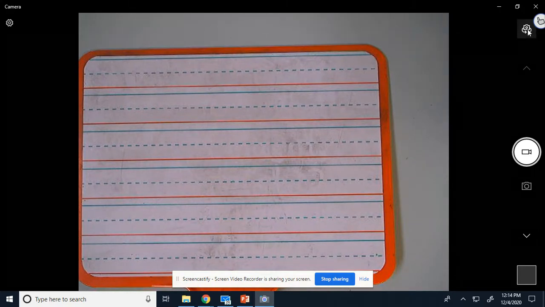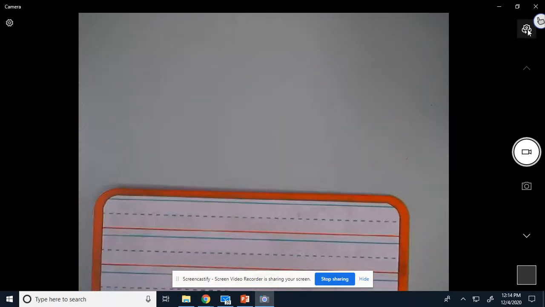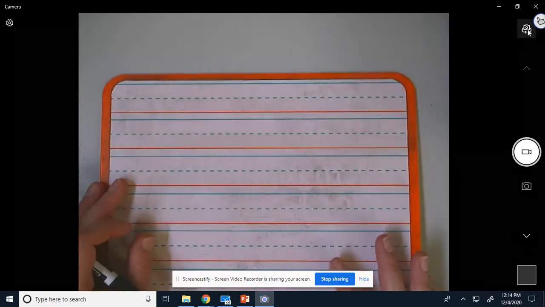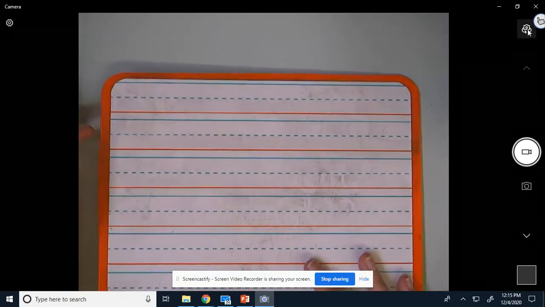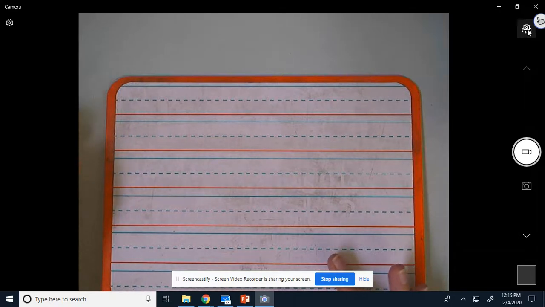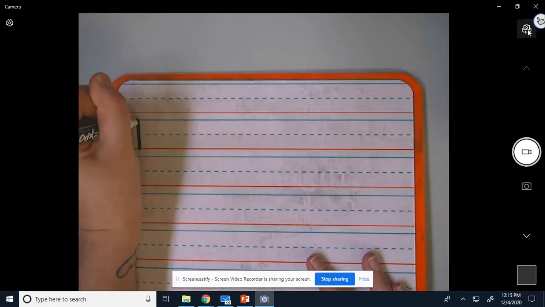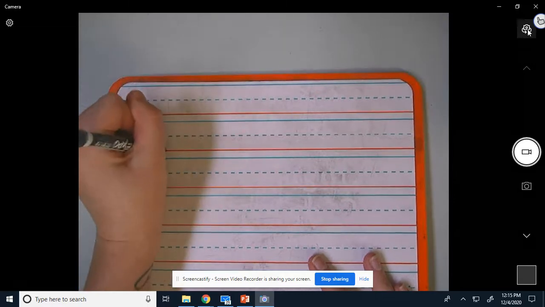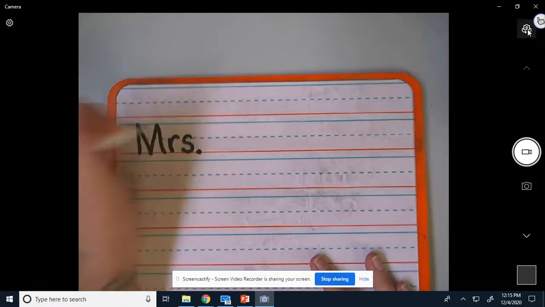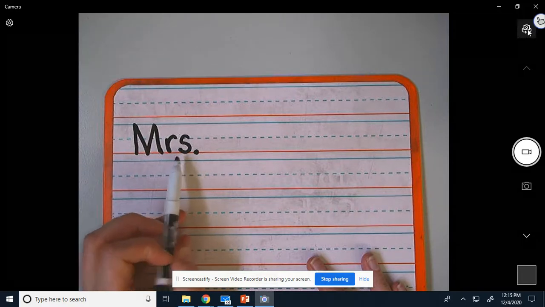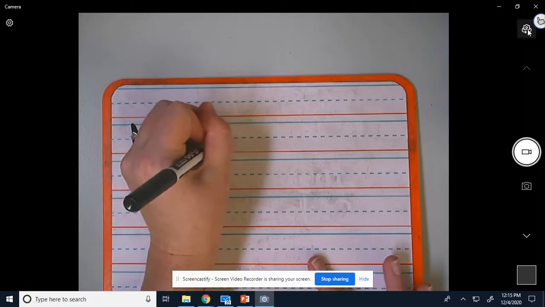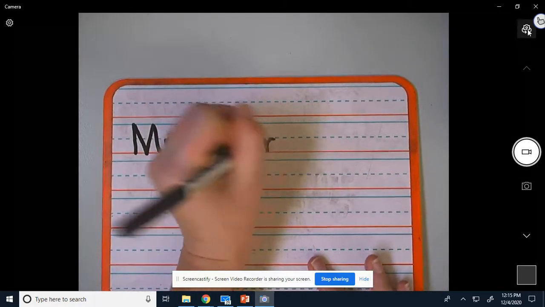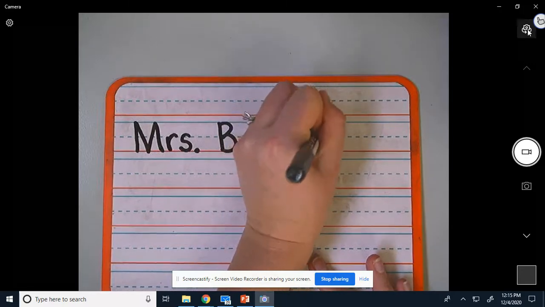I'm going to write some sentences now, and I'm going to show you how they should look. We're going to write the sentence, Mrs. Burnett likes to eat pasta. Mrs., and I'm going to make the M capital because it is the first letter of a sentence. These letters are lowercase. Burnett, that's a name, so it has to be capital. The first letter is capital, but the rest of the letters are little, they're lowercase.